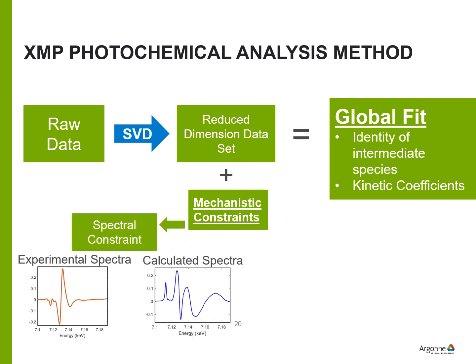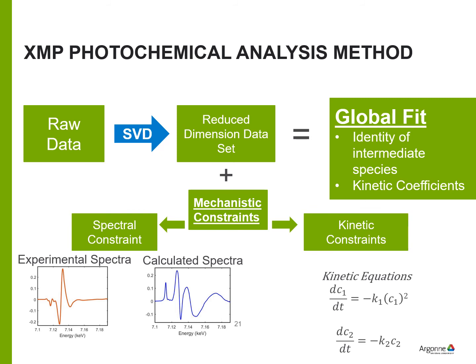And these mechanistic constraints come in two flavors. Now, the first are spectral constraints, and you can either measure experimental spectra or you can calculate the spectra. Now, the other kind of constraints are kinetic constraints, and these take the form of the kinetic equations that describe how the concentrations of the various species evolve in time, and these kinetic equations reflect the structure of the reaction mechanism.